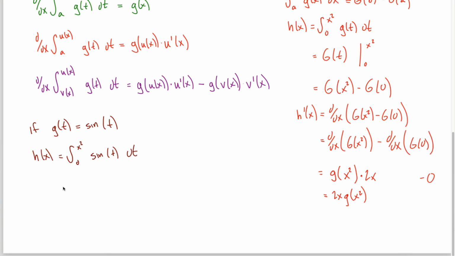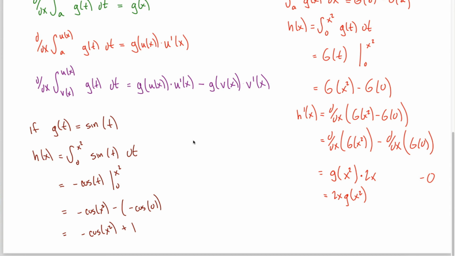This is something we can evaluate explicitly, right? The antiderivative of sine is negative cosine of t, and I want to evaluate that from 0 to x squared. Sure, no problem. All I got to do is replace all the t's with x squareds, and then replace all the t's with zeros. I can clean things up a little bit if I want. I got negative cosine of x squared minus a negative, so I'm positive. Cosine of 0 is equal to 1.